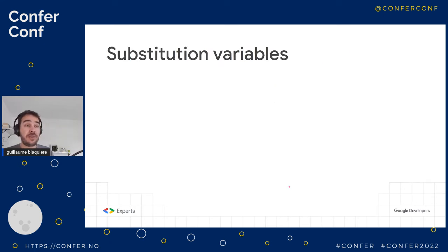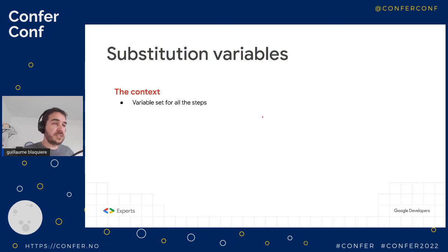So substitution variables, what is it? In fact, it's like environment variables, but global to your whole pipeline. As context, you want something available for all your steps, and you can also override or set your substitution variables externally. I mean, when you invoke your pipeline, you can set these variables, and it's set in it.